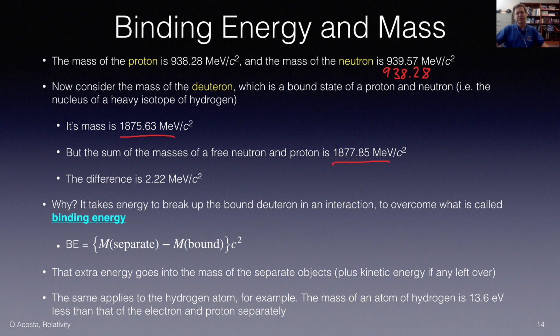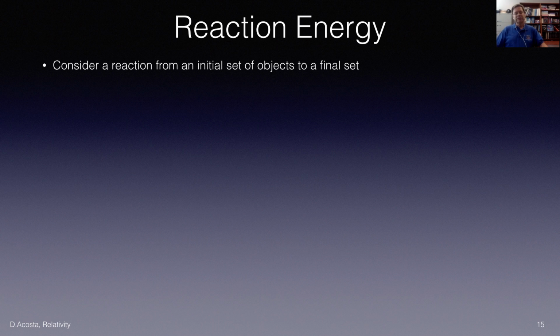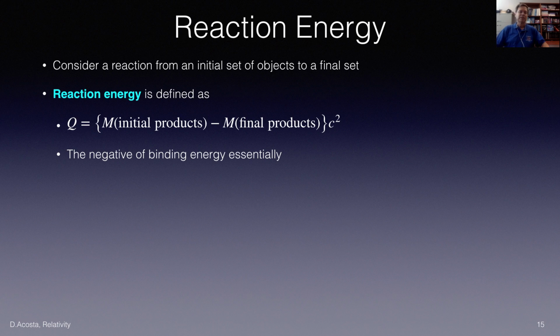All right, let me introduce another concept very similar to the binding energy, and that's called reaction energy. So let's consider a reaction from an initial set of objects to a final set. It doesn't have to be a particle just being broken apart. It could be any reaction we think of. The reaction energy is defined, and we're going to label it Q, as the mass of the initial products minus the mass of the final products times c squared to get it into an energy. As you can see, it's essentially the negative of the binding energy, but that's the reaction energy.